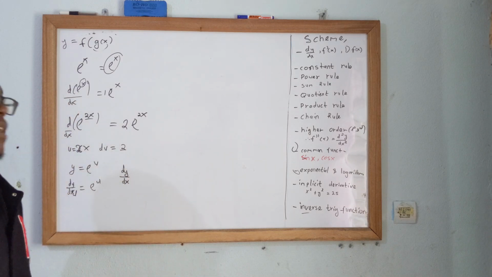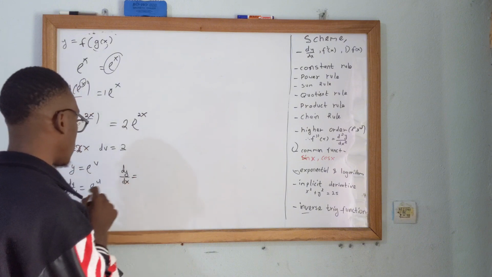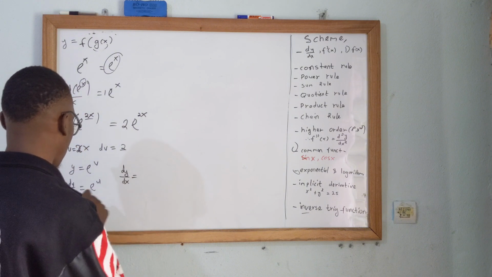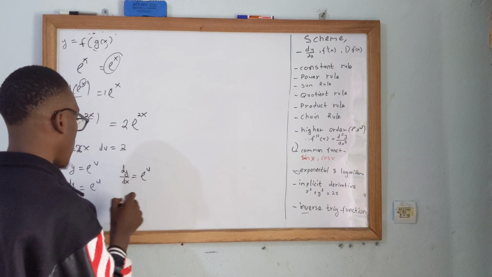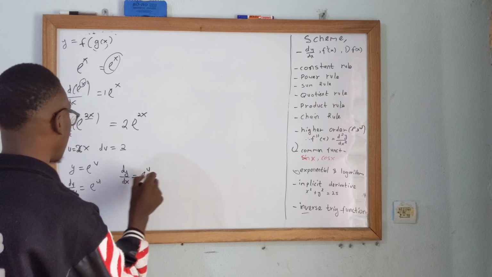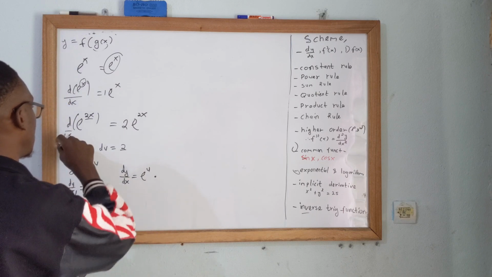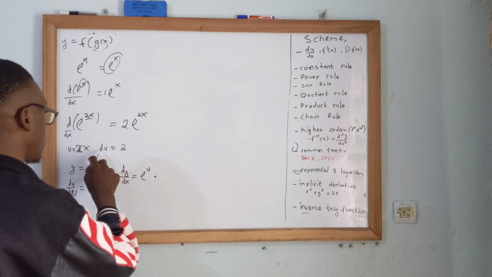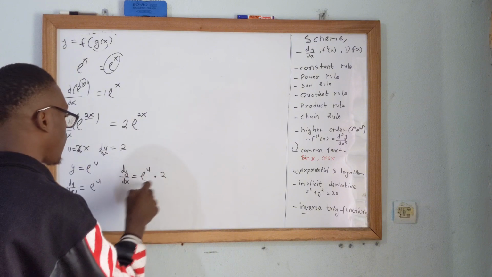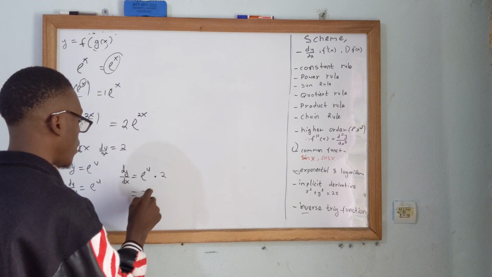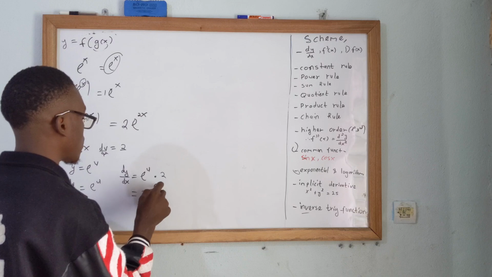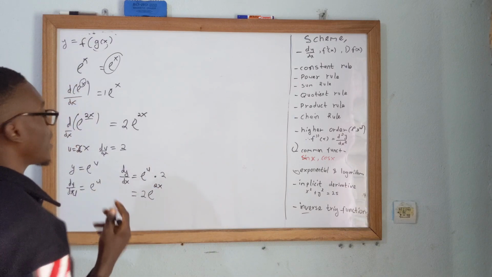Therefore, dy/dx is very simple to get, because it will be equal to e to the u times what? That will be dy/du times du/dx, that is e to the u times du/dx, which is 2. Therefore, we are going to have 2e to the u, and u is equal to 2x. You see that we came back to what we said earlier.